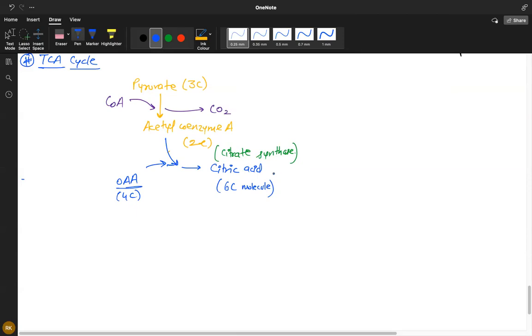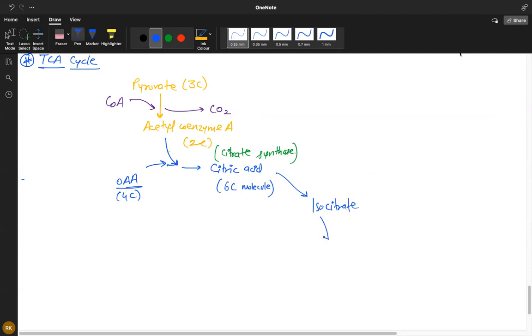Now in the next step, this citric acid, the 6-carbon molecule, goes on to form. There are steps that are not part of your NCERT, but I think you should still know it. There is a step in between where it forms isocitrate. It is just citrate only. It is still a 6-carbon molecule, but just a little bit rearranged. Cool.